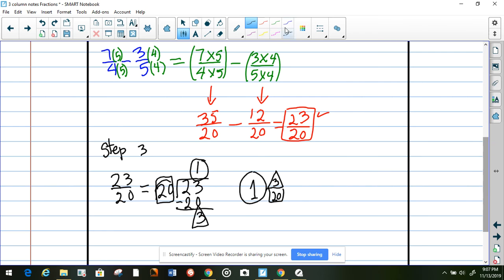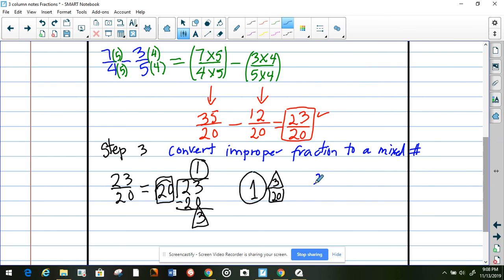Another way to get the same answer, what we call to convert an improper fraction to a mixed number. Mixed number. All right, here's another way.